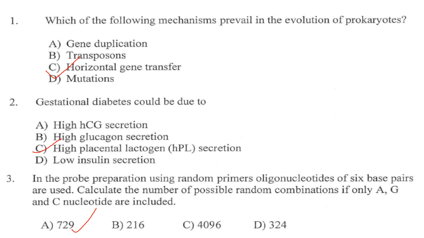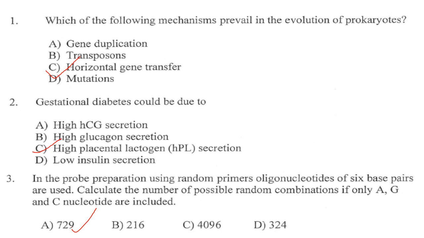Now gestational diabetes could be due to... Now gestational diabetes mellitus is a condition in which hormone made by the placenta prevent the body from using insulin effectively. So glucose, what will happen? Glucose builds up in the body instead of being absorbed by the cells, and some of the hormones like estrogen, cortisol and human placental lactogen can have blocking effect on the insulin. So here in the options, estrogen and cortisol are not given, but high placental lactogen is given. So gestational diabetes could be due to high placental lactogen secretion. Answer is option C.